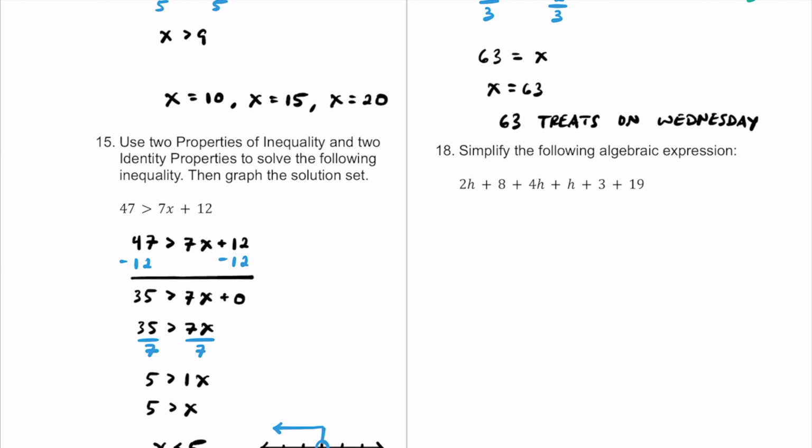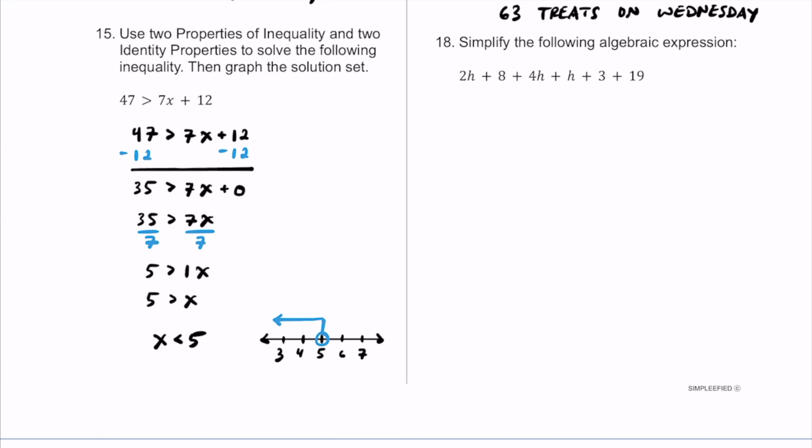For number 18, let's go ahead and simplify this following expression. So let's see what kind of like terms that we have here. They're all terms separated by plus signs. So we have 2h here plus another 4h. That's going to be 6h plus another 1h. Remember, there's an invisible 1 in front of that one. So 6 plus 1 is going to be 7. So we're going to have 7h in total if we add all the h's together.